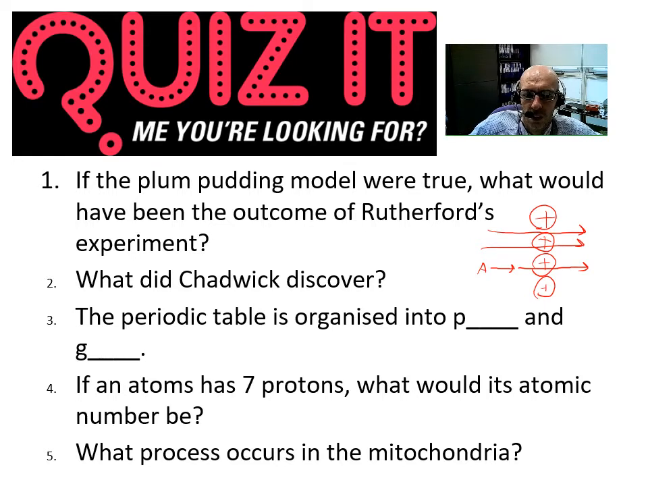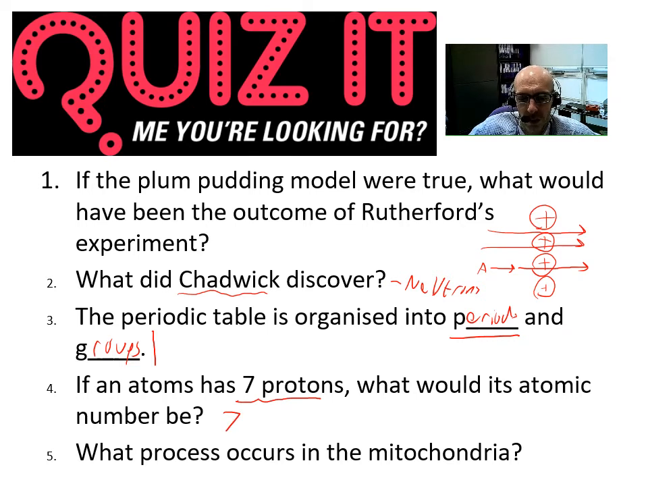What did Chadwick discover? Chadwick's the guy who discovered neutrons, so if you put neutrons, you have it correct. The periodic table from last lesson is organised into periods, and those are the rows, and groups, and those are the columns. And if an atom has 7 protons, what's its atomic number? Well, the answer is 7, because the atomic number tells us the number of protons.